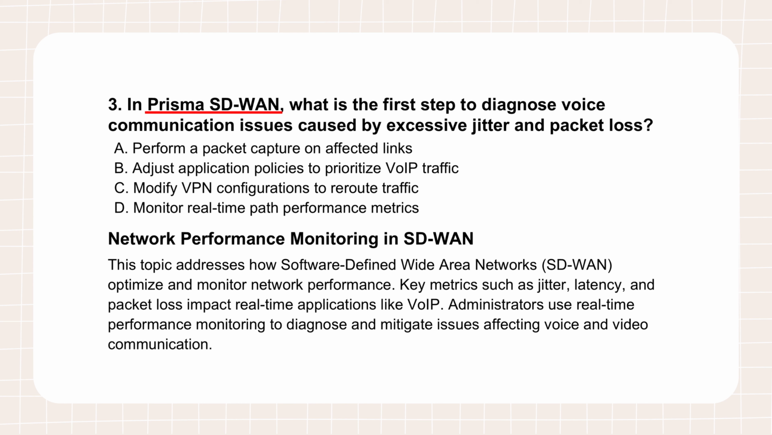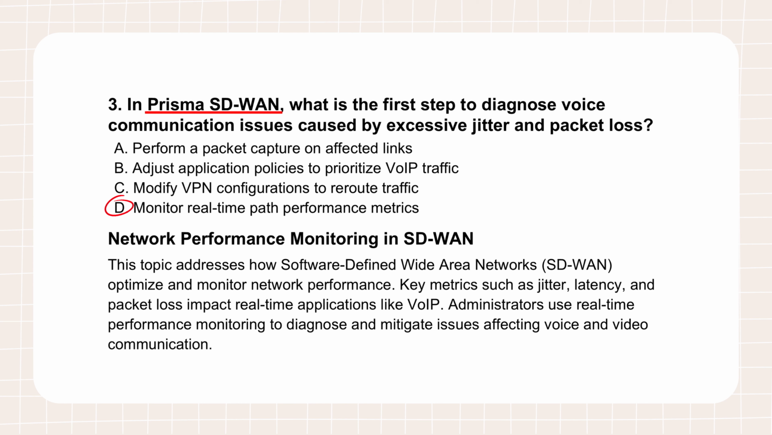Here we're dealing with a pretty common problem. Poor voice call quality due to jitter and packet loss. The question asks about the first step in troubleshooting this issue. What would you recommend? Okay, so first, resist that urge to jump right into complex configuration changes. The first step is all about gathering information. Prisma SD-WAN gives you tools to monitor the real-time performance of your network paths. You can actually see what's happening with jitter, latency, and packet loss on those network links.